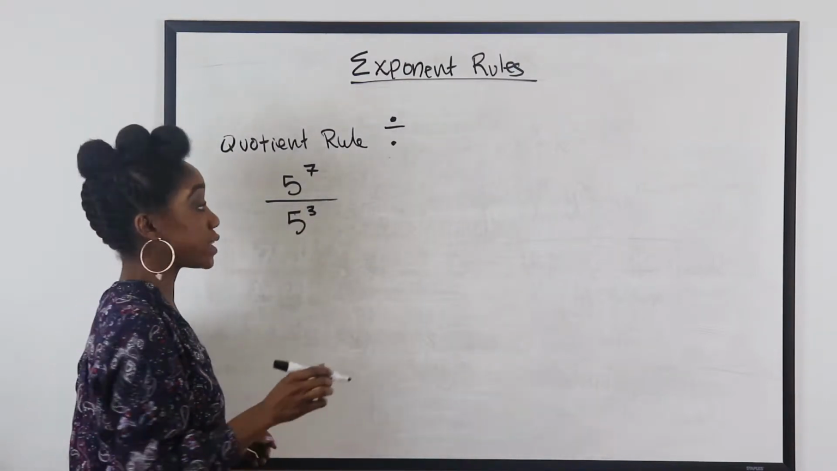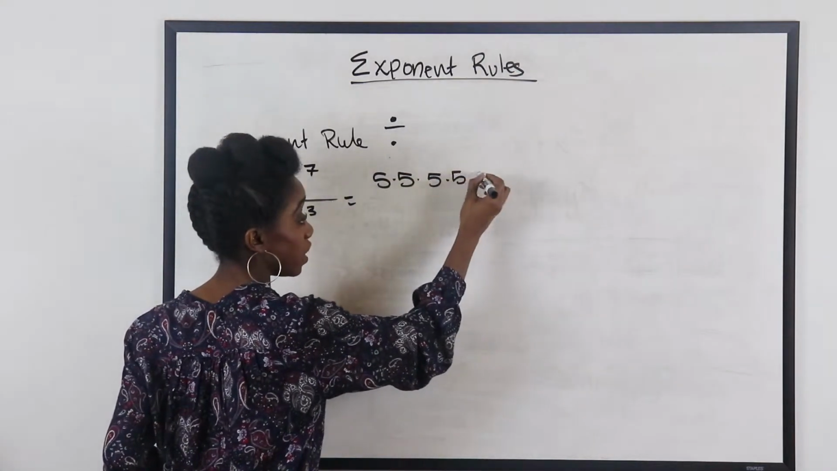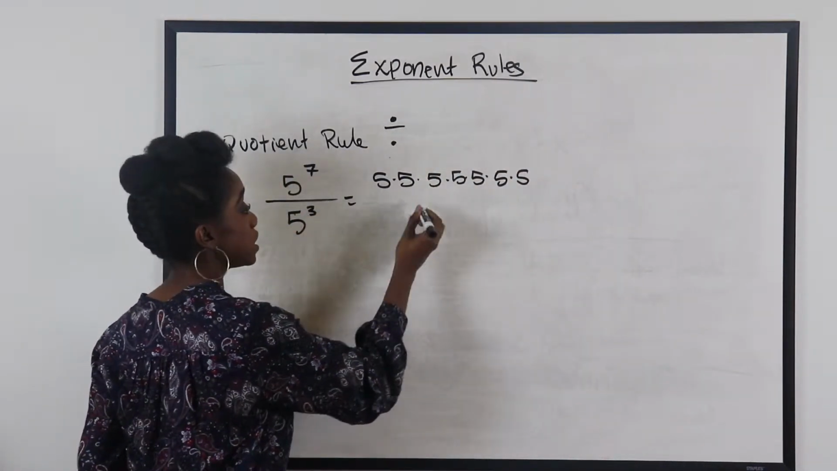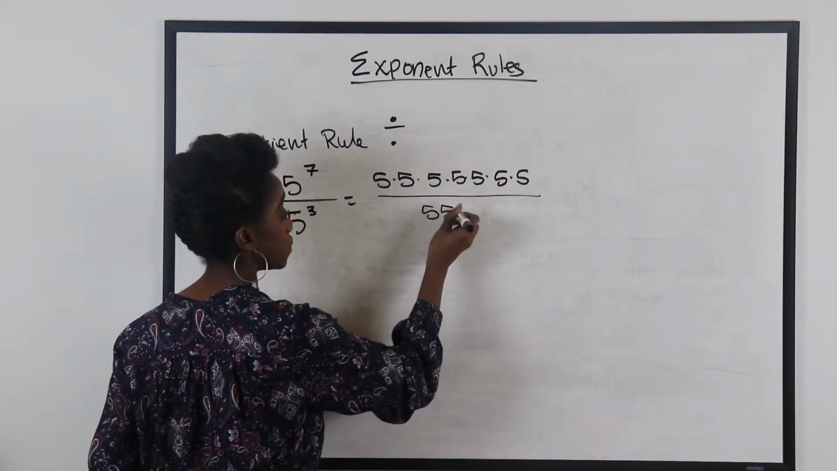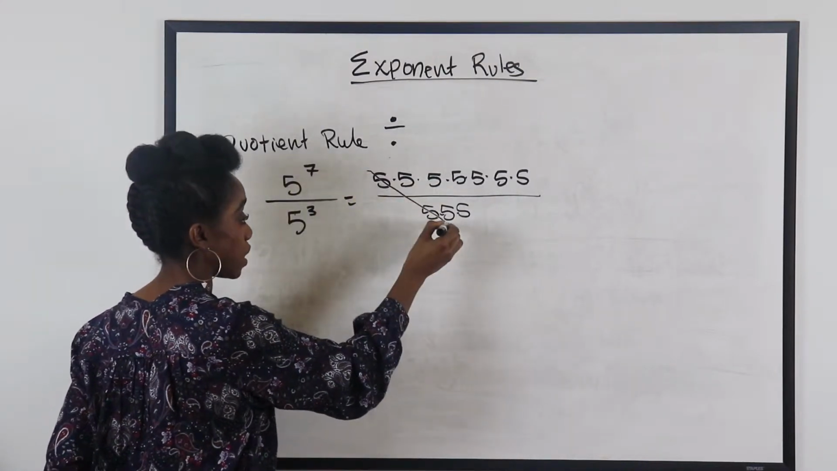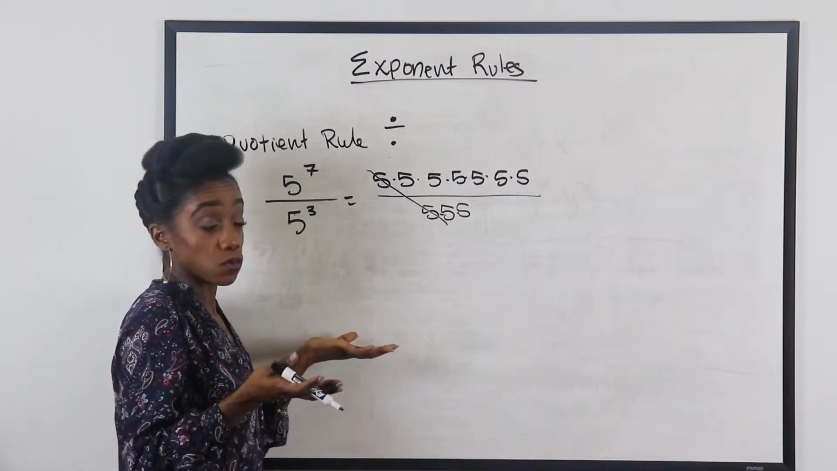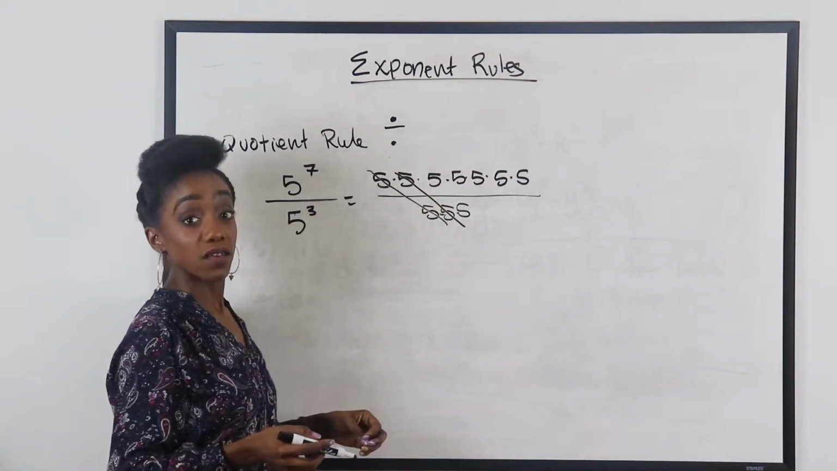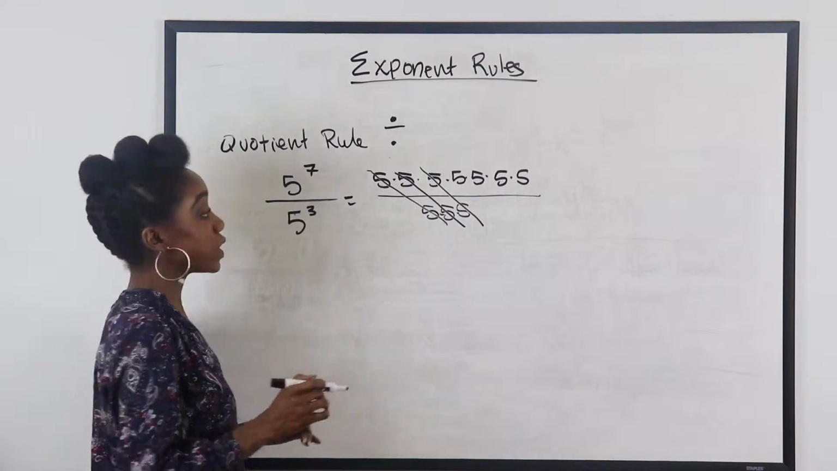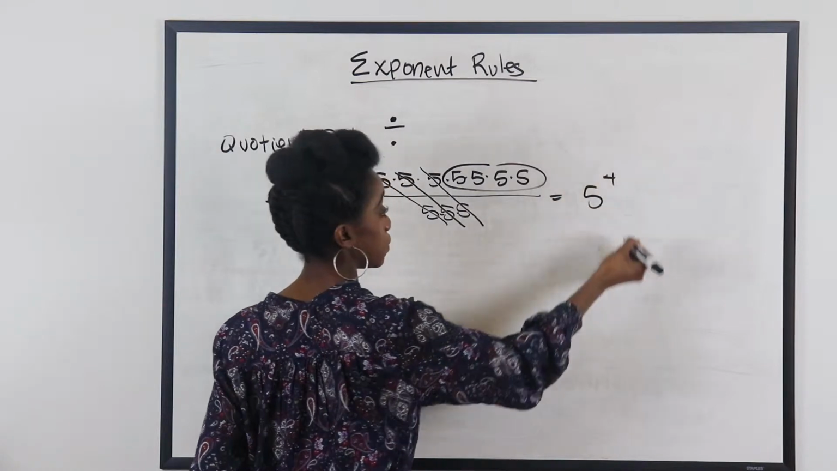Well, one way you could think about this is really 5, 5, 5, 5, 5, 5, 5. There are 7. This is really 3. And so how can we think about simplifying? Well, this 5 can cancel out with this 5. 5 divided by 5 is just 1. This 5 cancels out with that 5. And then this 5 can cancel out with that 5. And so, what do we end up with? 5 to the 4th power.